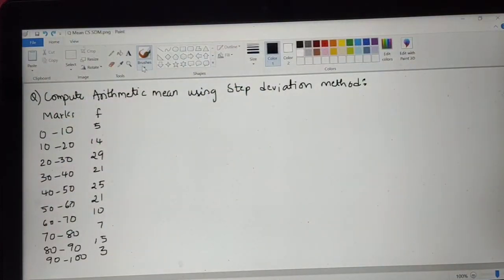Here we are given marks and we are given frequency. They're asking us to compute the arithmetic mean using the step deviation method. First thing, let's note down the formula once again. x bar equals a plus sigma f dx by n into c.